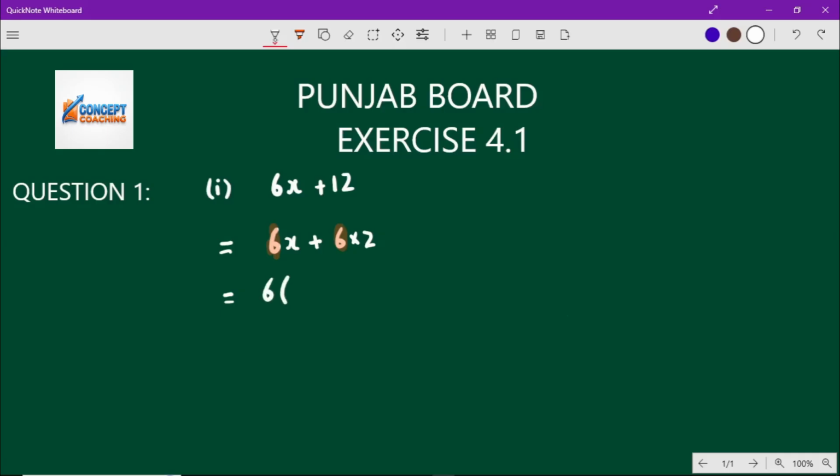Now the brackets start. Now we are left with, I have highlighted this 6, so we will not write the 6 in the bracket. So which is not highlighted, we will write x. So we write x here and plus sign, and then we have 2 that is not highlighted, so we write 2 here. So this is the factorization. This is the final answer. This is so simple and this is the final answer.